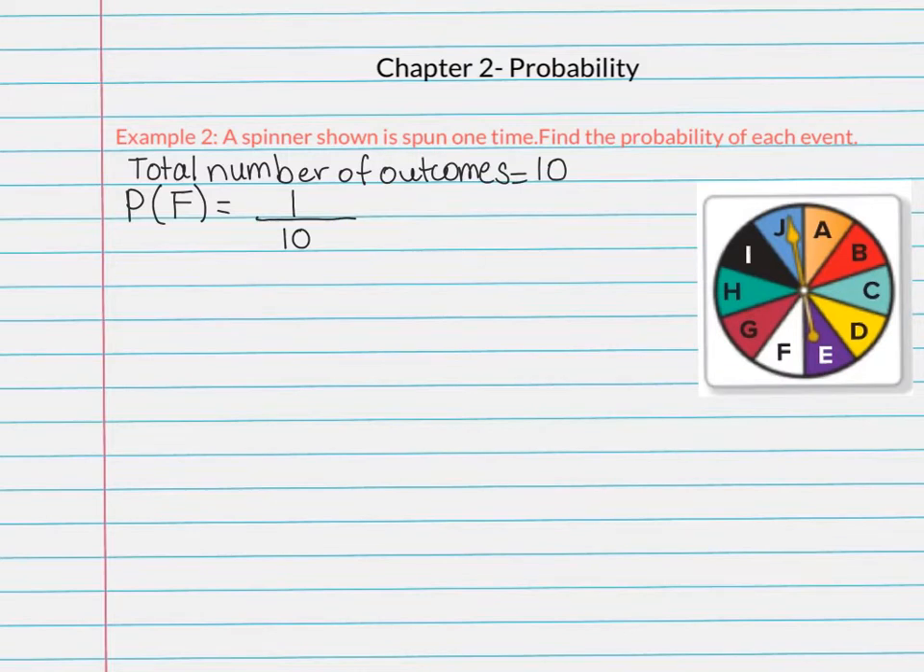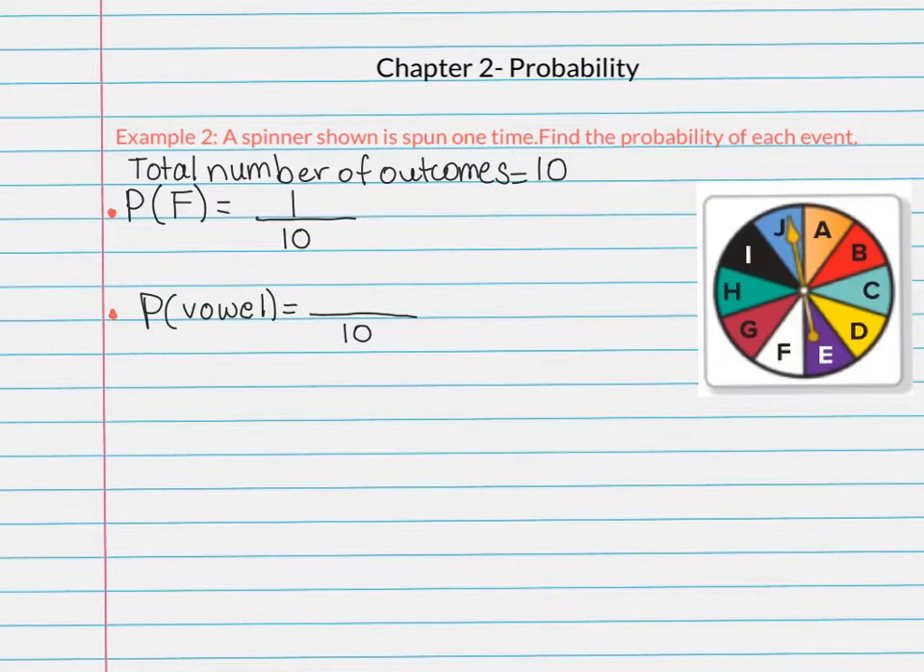Let's take another example here. Let's take the probability of getting a vowel. We all know what vowels are. They are A, E, I, O, U. What's the probability when you spin the spinner to get a vowel? Again, a probability is a fraction, so the denominator is the total number of outcomes. We agreed it does not change. It is 10.